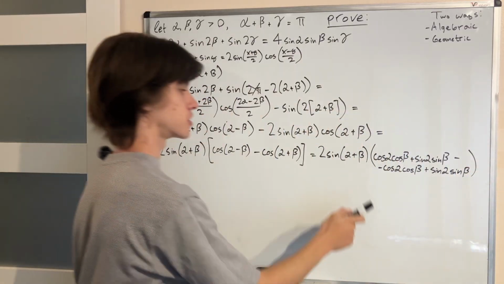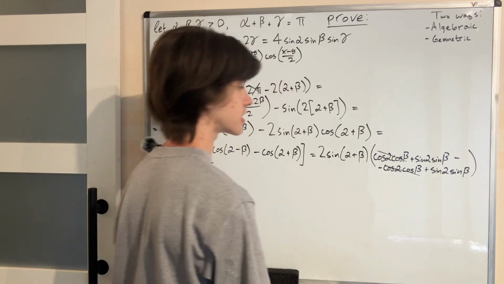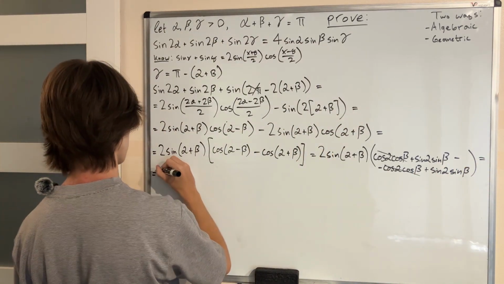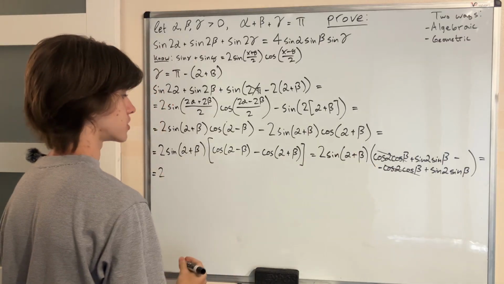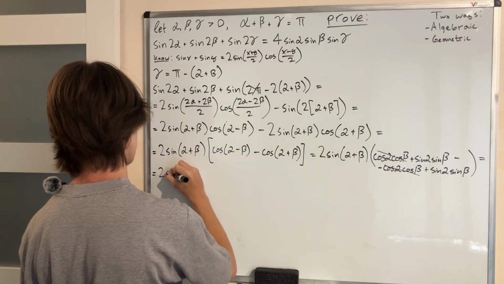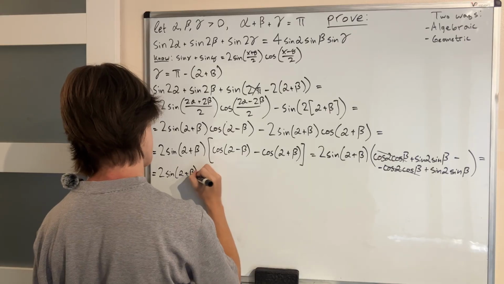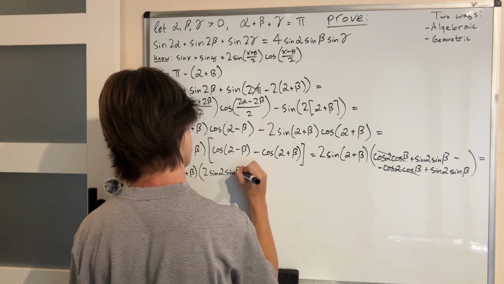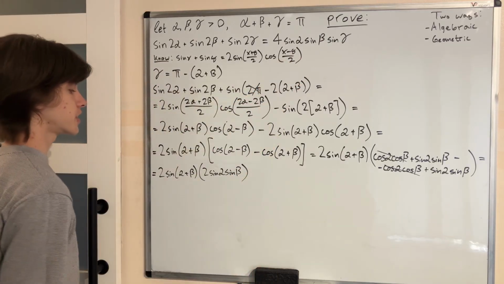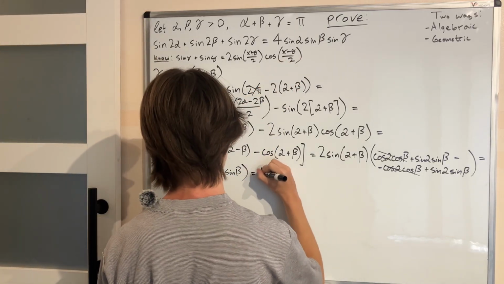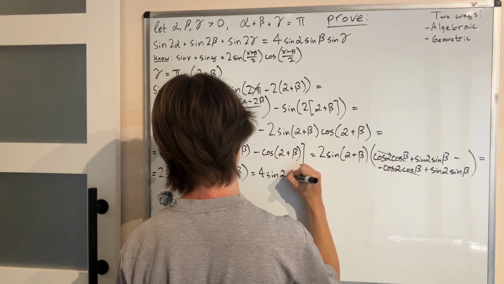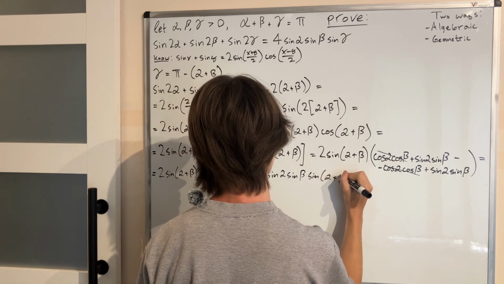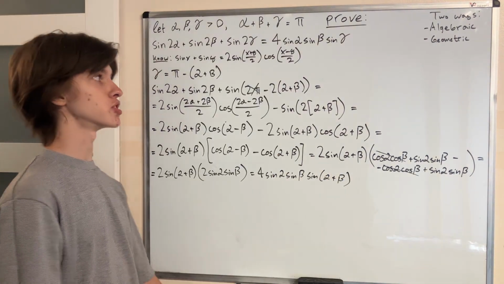And this is very nice because the cosine parts cancel out, and we get twice sine of alpha, sine of beta. So this is going to equal, if we just multiply it out now, 2 times sine of alpha plus beta times 2 sine of alpha, sine of beta. And it's very close to resembling the form we want up here, because now we have a 4 times the sine of alpha times sine of beta, but also sine of alpha plus beta. So this very closely resembles the form we have right here.